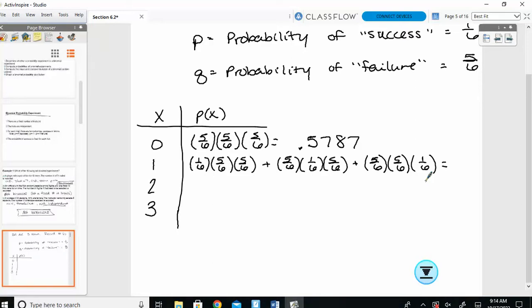So if I did this, we have 0.3472 approximately. No rounding error here. Okay. To get 2 sixes, how could that happen?